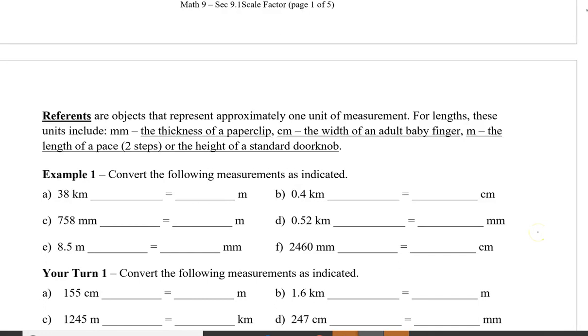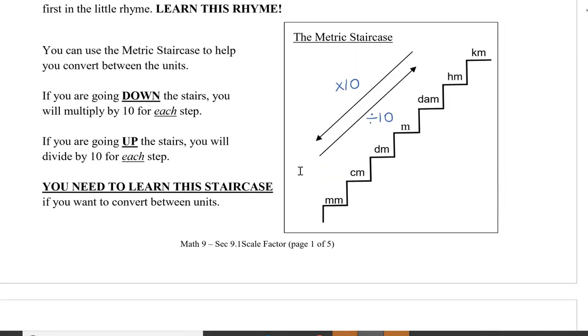Okay, so let's take a look at some examples. In this first one, we have 38 kilometers, and we want to convert it to meters. Going back to my staircase, I can see that kilometers is at the top, meters is here in the middle, and I need to walk down 1, 2, 3 steps to get to meters from kilometers.